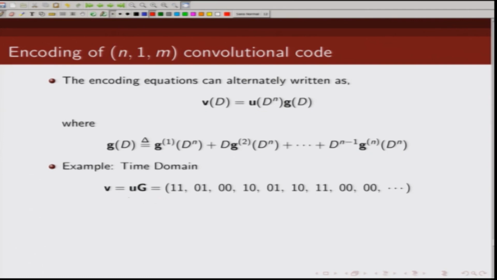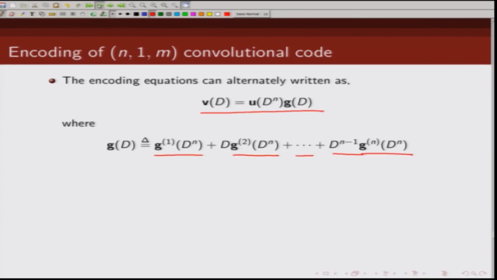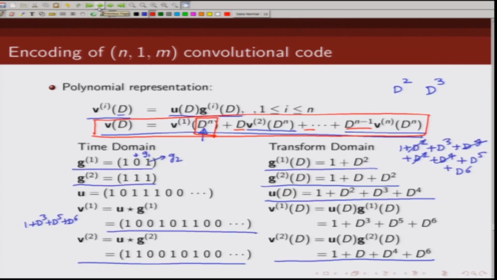Our output sequence in the time domain was given by this, and if we follow the same procedure, v(D) should be u(D square) times g(D), where g(D) is g1(D square) plus D g2(D square). So what is u(D)? Go back to the example. u(D) is 1 plus D square plus D cube plus D 4.